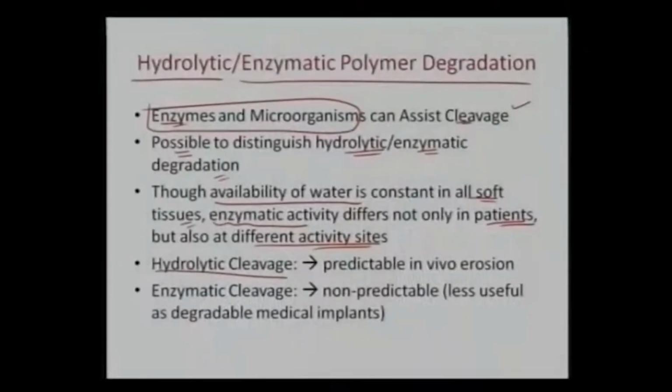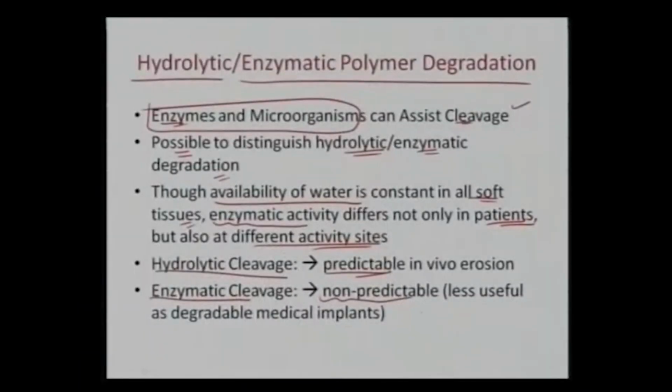But the overall concentration of enzymes is very different, not only between patients but also at the different sites where they are present. So hydrolytic cleavage becomes much more predictable, because we know that the overall concentration of water in cells or in patients is almost constant. The degradation will occur in a very controlled, predictable manner, whereas once we have enzymatic cleavage, it becomes very unpredictable. That makes it a much less useful material as a degradable medical implant.